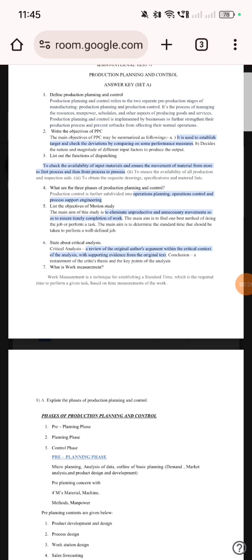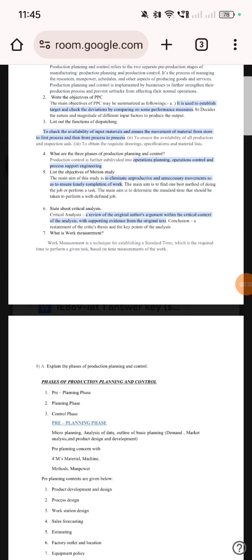First one, they ensure the availability of all production and inspection aids. Second one, to obtain the requested drawings, specifications and material list. This is the function of dispatching.